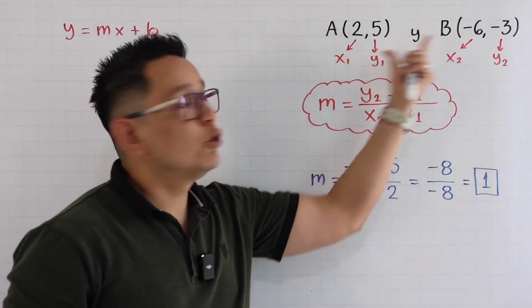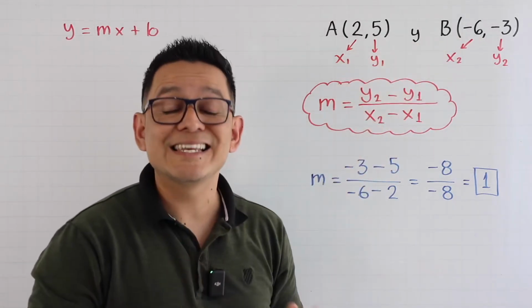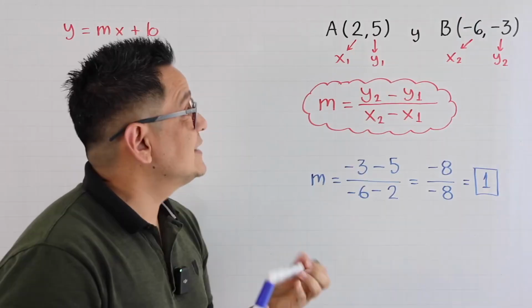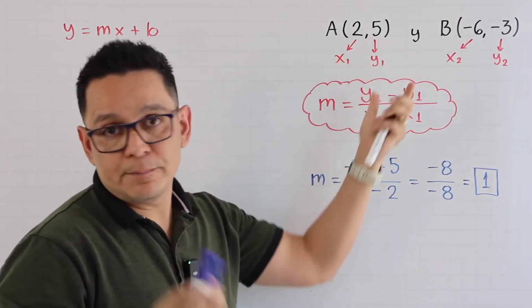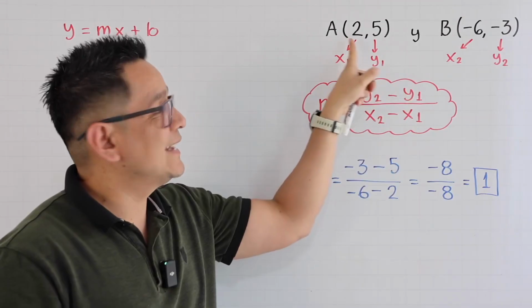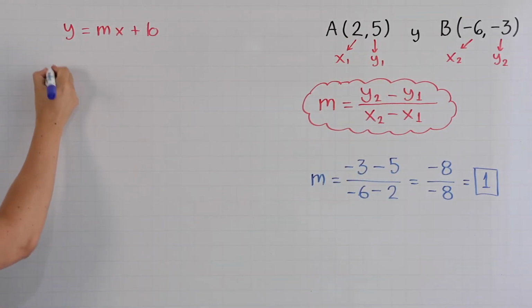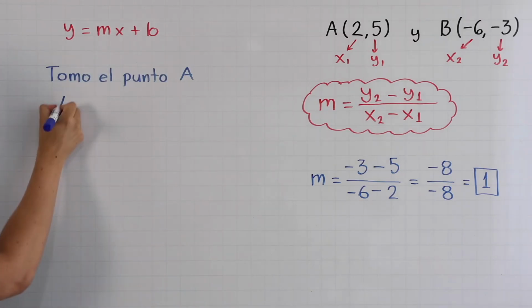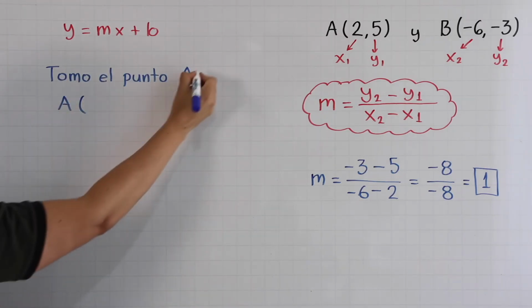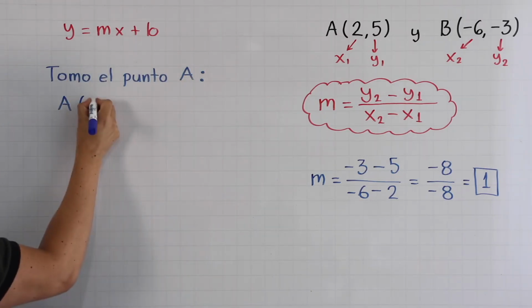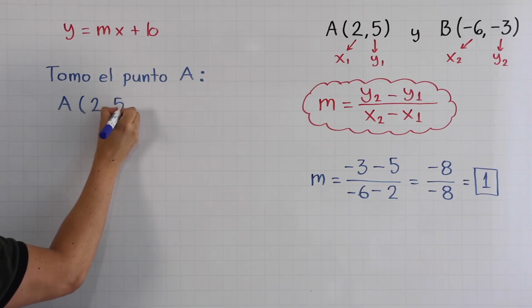Look, we're going to take one of these 2 points, either one. Honestly, it doesn't matter. In this case, I'm going to take point A because it's simply easier since they're positive values. So look, let's write here. I'm taking point A. Let's remember that its coordinates are, well, here I'm going to put 2 dots. Its coordinates are 2, 5.